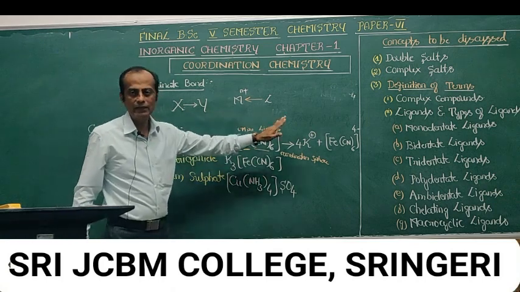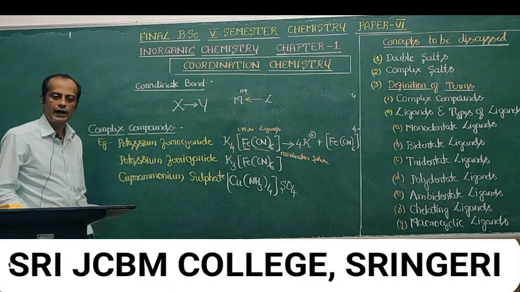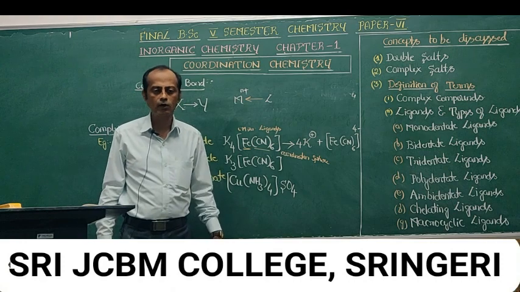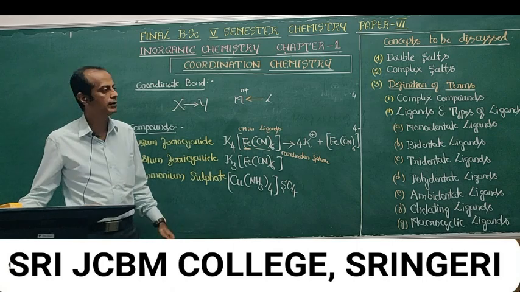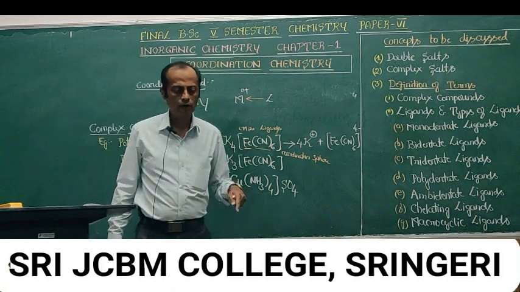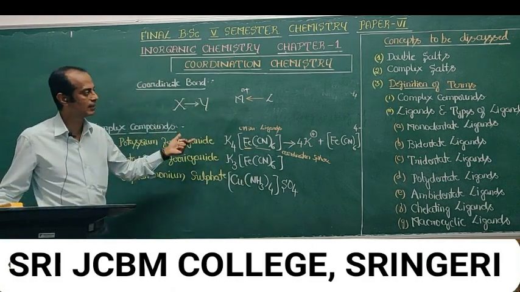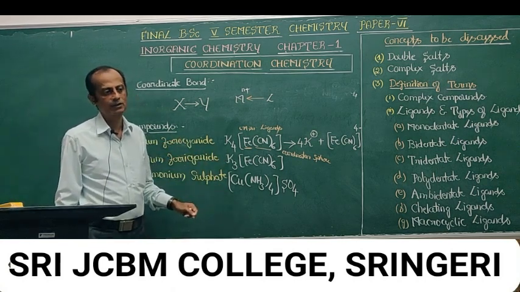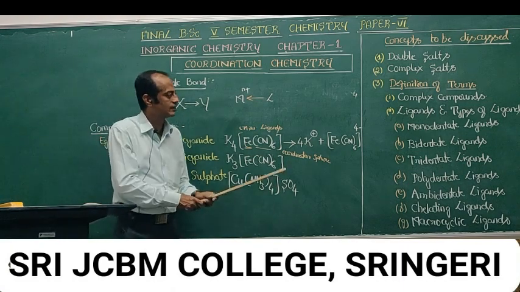After knowing this, we can define what a ligand is. A ligand is an atom or ion or molecule which can donate one or more pairs of electrons to the central metal atom or central metal ion to form coordinate bonds in the complex compound. That is a ligand. Then what are the different types of ligands?